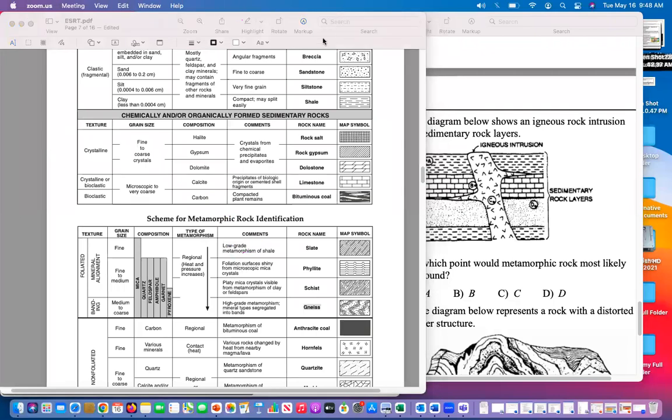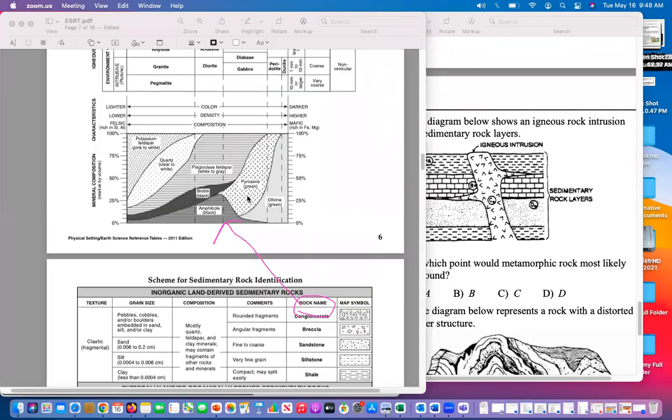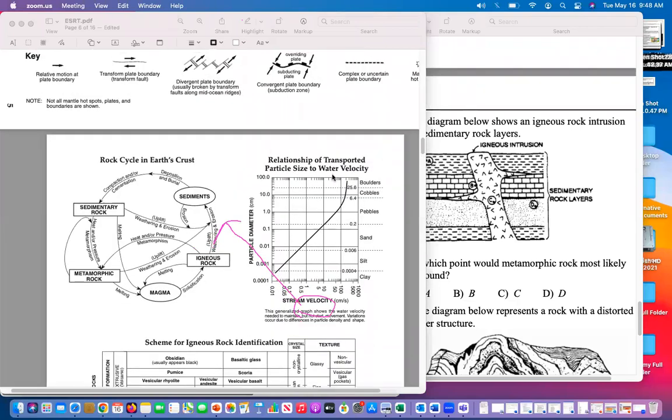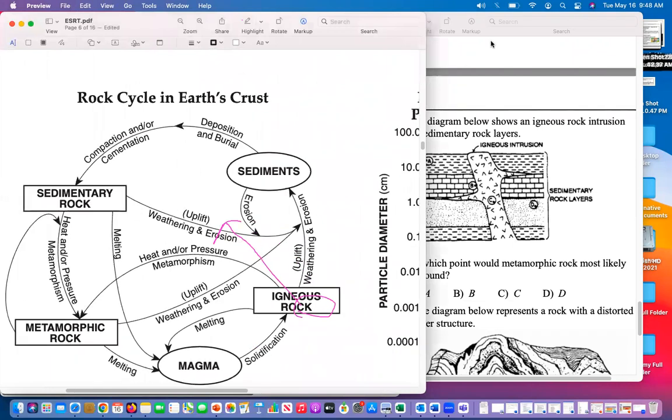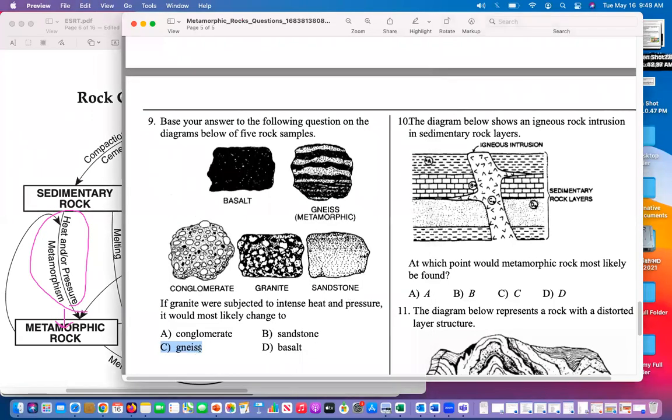Boom. All right. So therefore, gneiss is a metamorphic rock. And what do I know about metamorphic rocks? According to my rock cycle, right here, metamorphic rocks always go through intense heat and or pressure. That's why the arrows are pointing to metamorphic rock. And so that's why the answer is choice C for number 9.